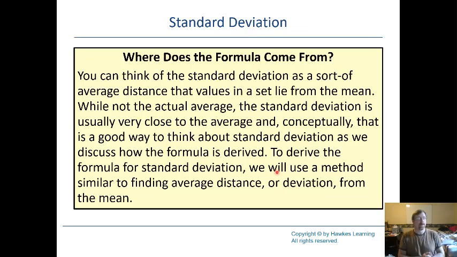So one of the ways that's kind of easy to make sense of a standard deviation is to think of it as kind of an average distance. If you took the distance of each data point to the mean and averaged it, you'd come up with something very similar to your standard deviation formula.